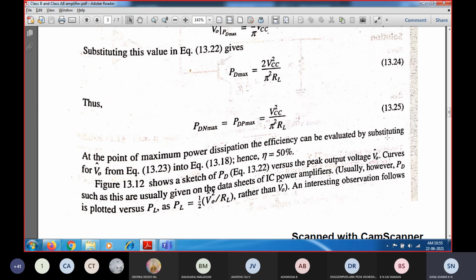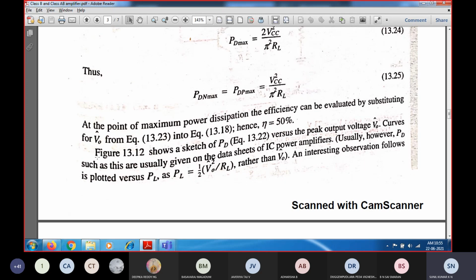With respect to the figure which I have shown right now, I'll discuss this in tomorrow's class. Class B is finished, and class AB I can finish tomorrow as well, and then I'll just start with the operational amplifier. Half an hour of class is just required to complete this third module. After that I will start with the fourth module.